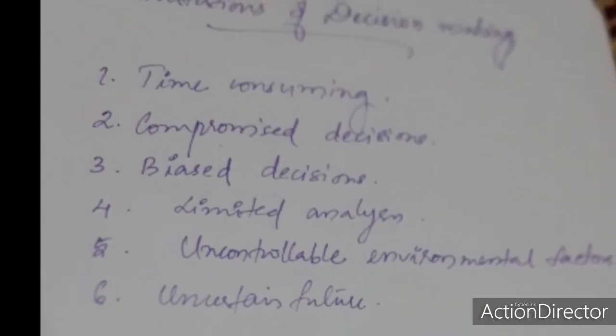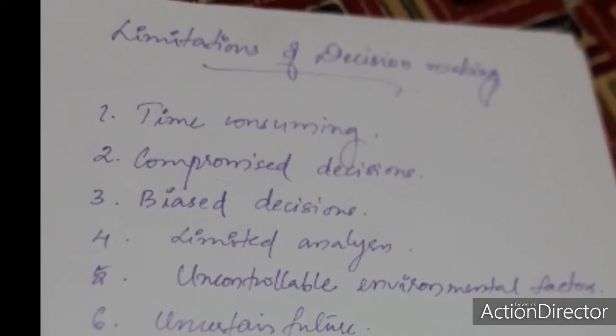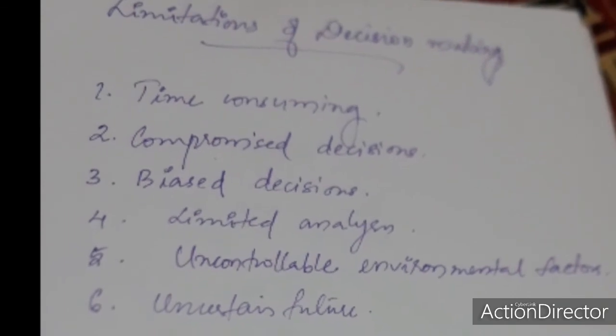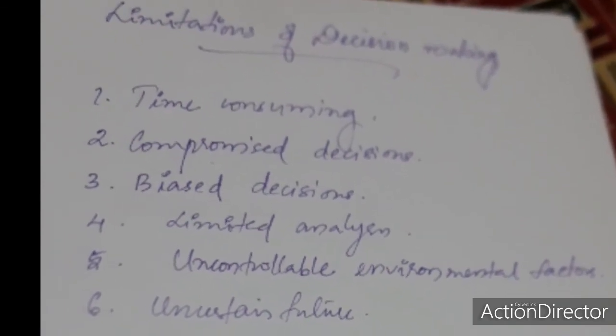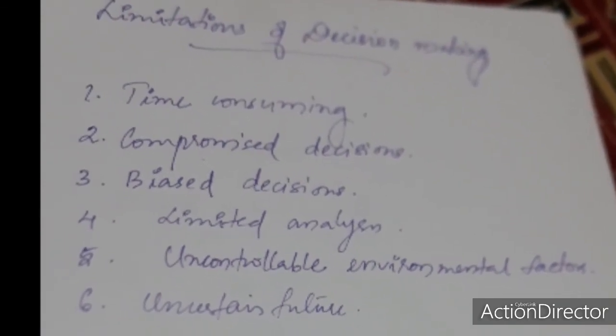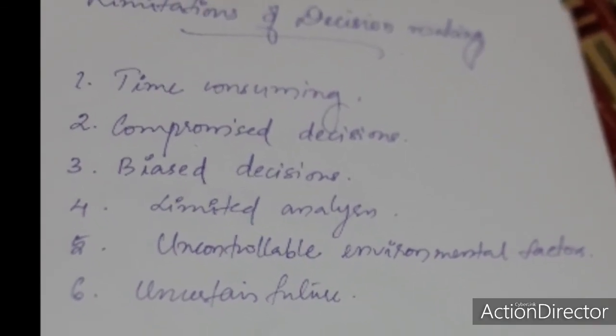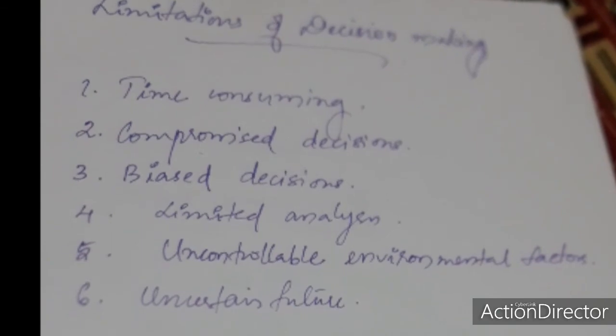So these are the 6 limitations, which are time consuming, compromised decisions, biased decisions, limited analysis, uncontrollable environmental factors, and finally uncertainty of future.